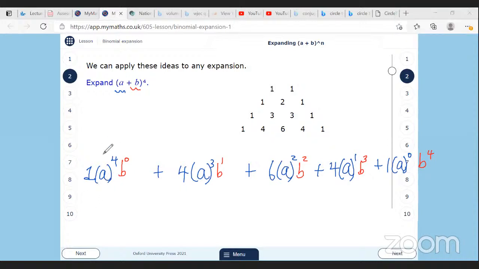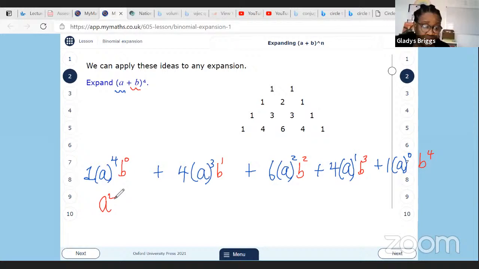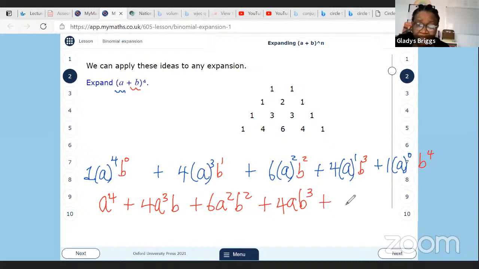Yes. So now this is going to be a to the power of 4, plus 4a cubed b to the power of 1, plus 6a squared b squared, plus 4a b to the power of 3, plus b to the power of 4. Okay, that's the expansion of that one based on the Pascal's triangle. Is that okay with you?